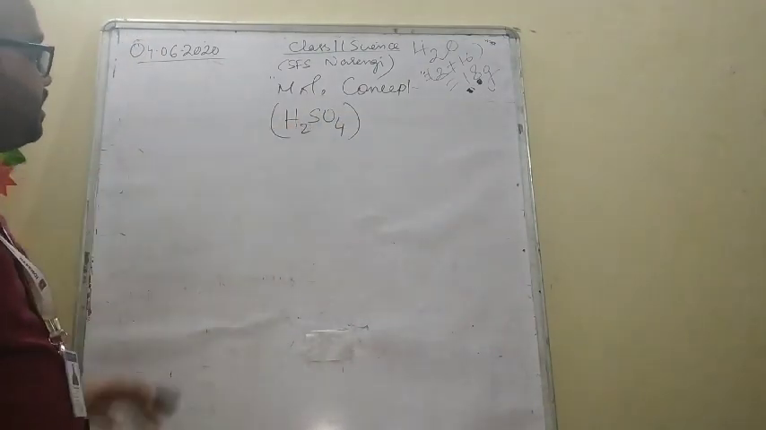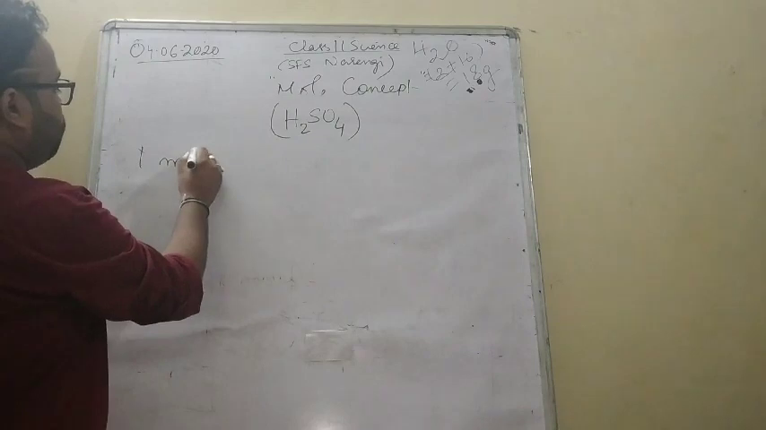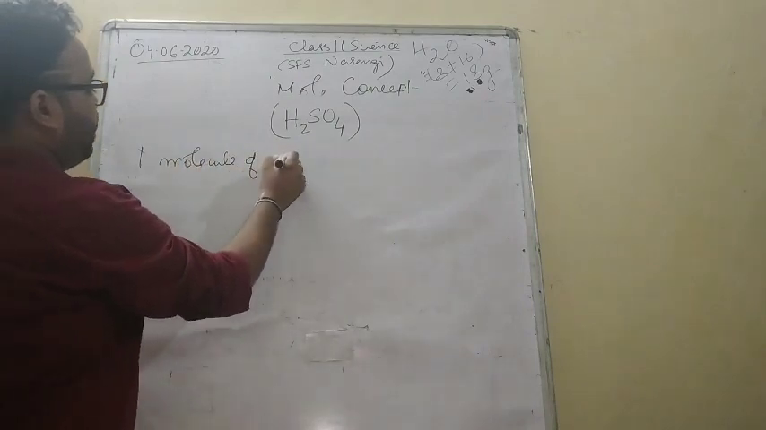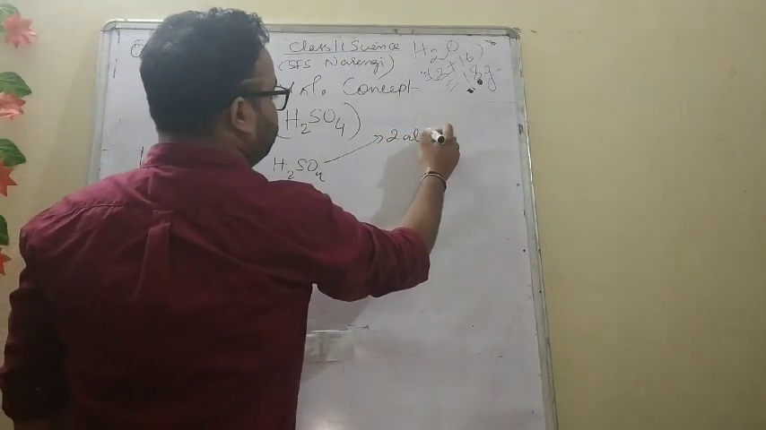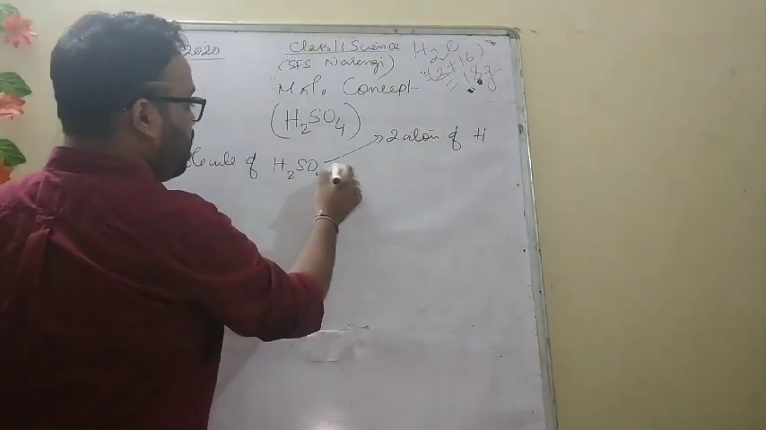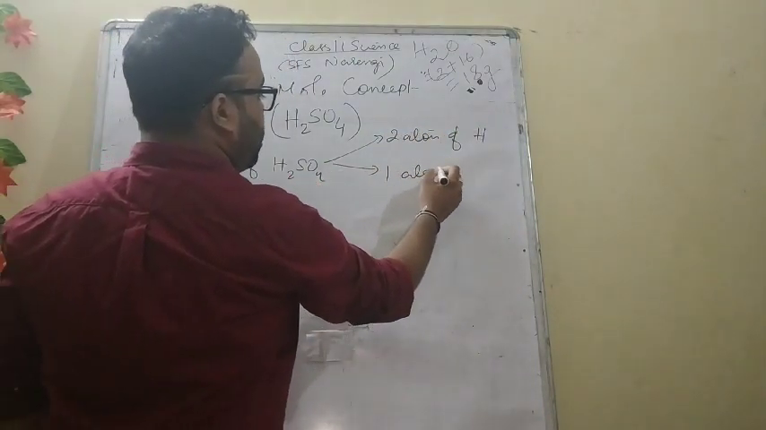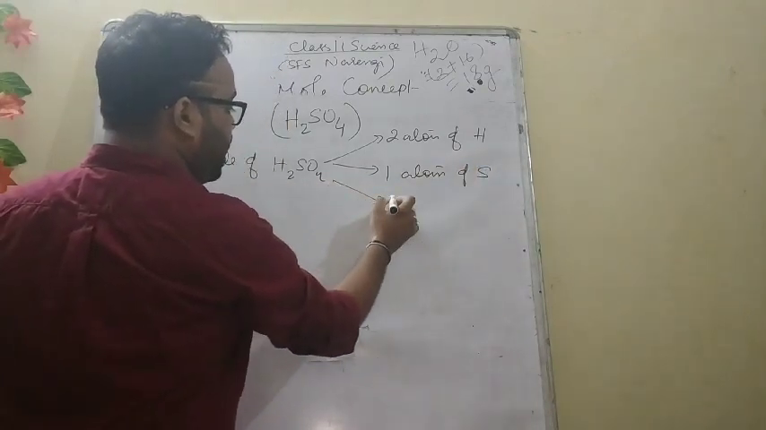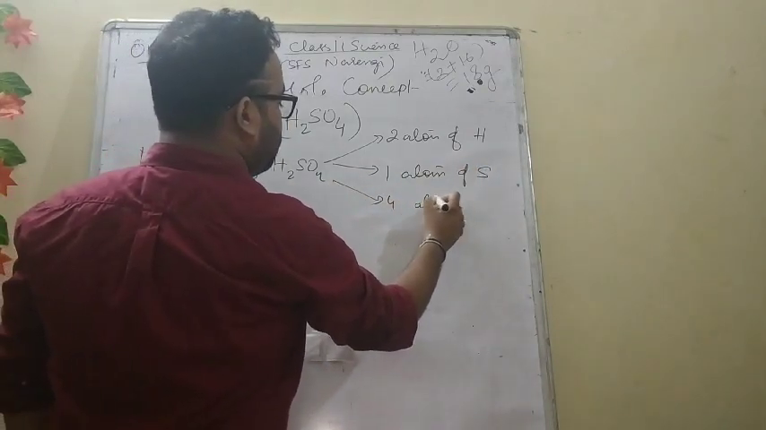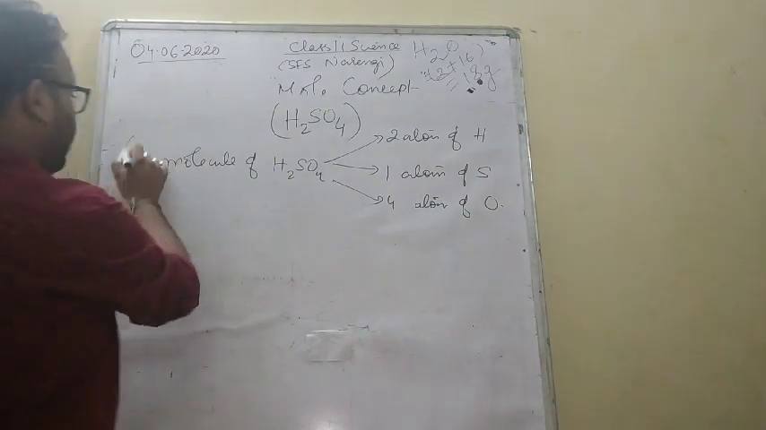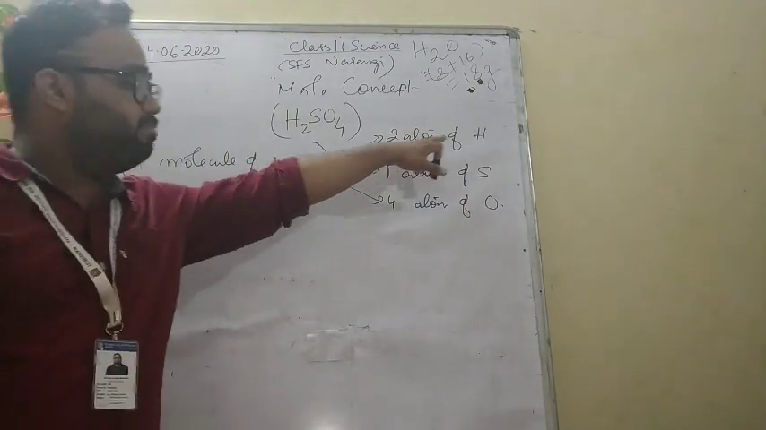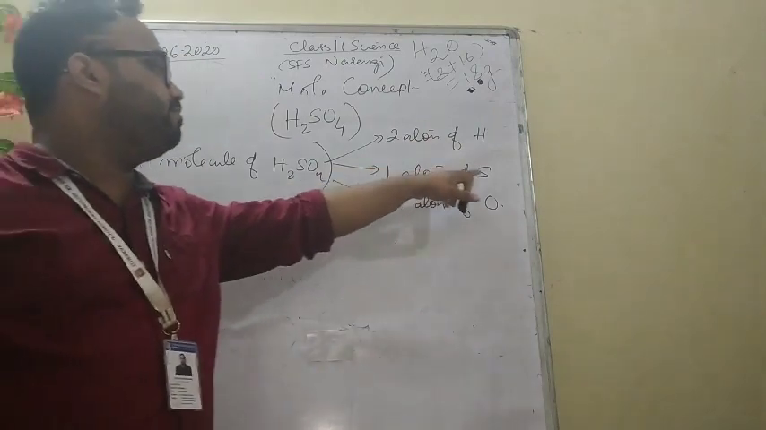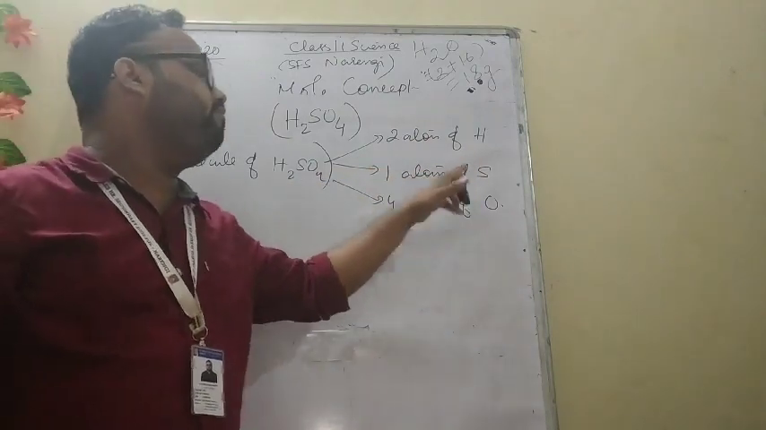तो इसमें क्या लिख सकते हैं हम कि 1 molecule of H2SO4 में I have 2 atoms of hydrogen, 1 atom of sulfur, and 4 atoms of oxygen. एक molecule में, in 1 molecule, I have 2 atoms of hydrogen, 1 atom of sulfur, and 4 atoms of oxygen.